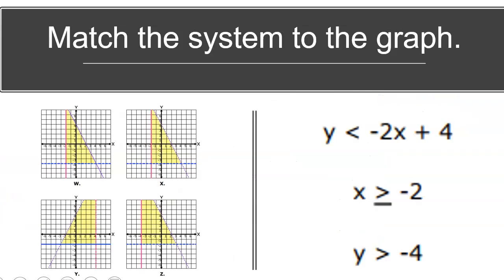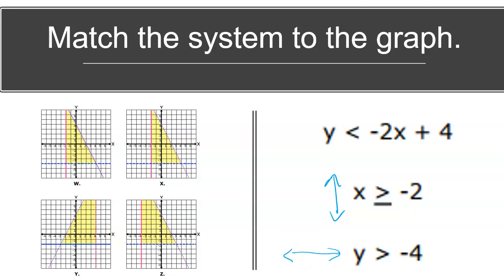All right, let's look at another one. So here's another one, match the system to the graph. Notice this time we have not 1, not 2, but 3 different lines to look at. Okay, so the first thing I would look at is that I should hopefully know that if you have x and a number, that's going to make a vertical line. And if you have y and a number, that's going to make a horizontal line. Right, so those are some things that could help us here.